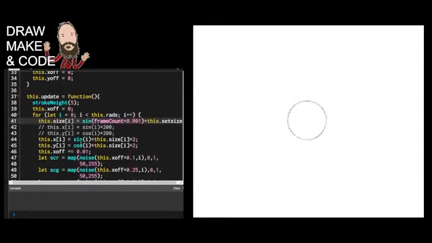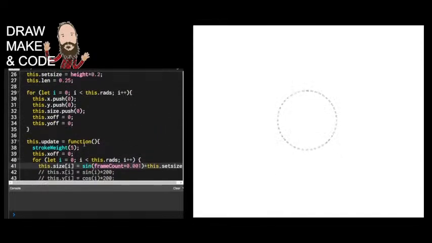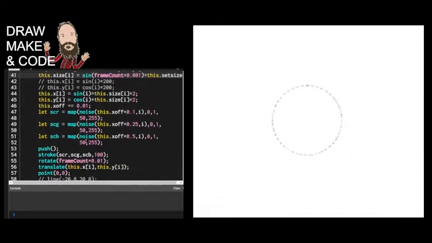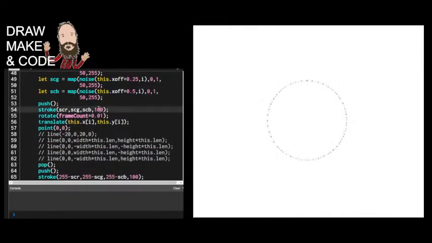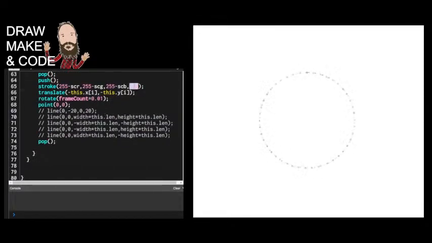Now I've got rotations going on here. If you look carefully, I need to take up the stroke weight so you guys can see that a little bit better. So right here where it's 100 in that stroke, I'm going to change the alpha to 250. It's full intensity. We should be able to see that output a little bit better.